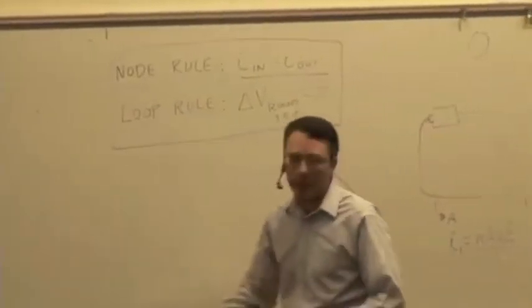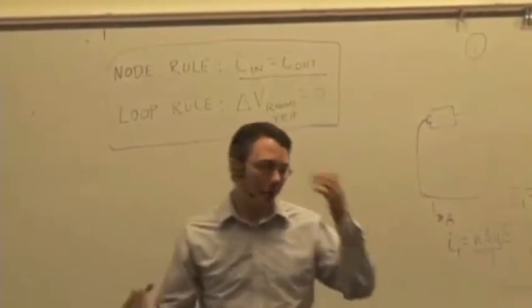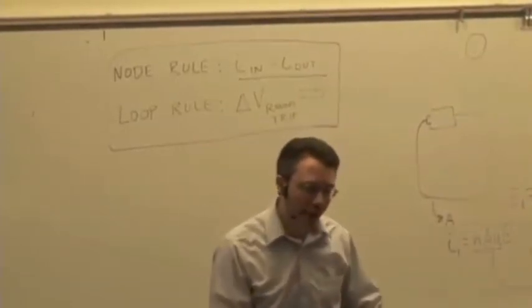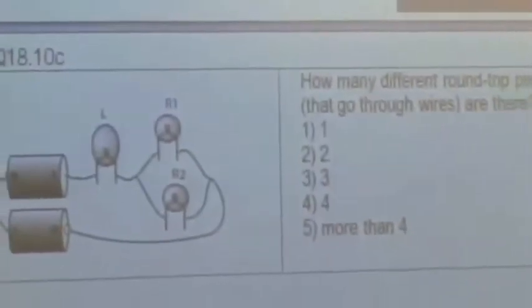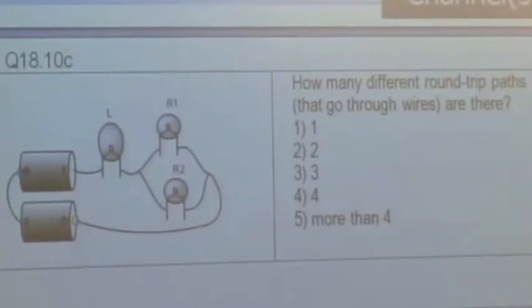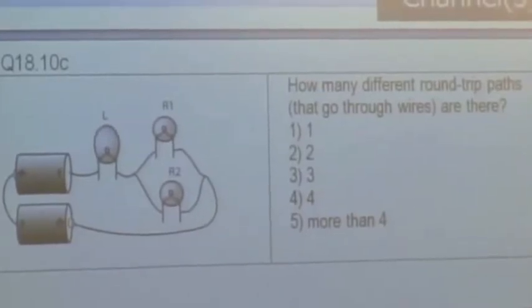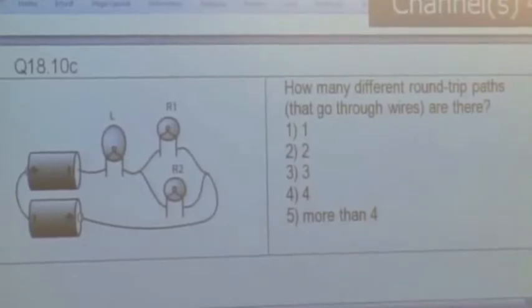I can do that if I write out the loop rule and node rule equations, but how many equations am I going to need? We'll start with the loop rule. How many different round-trip paths are there in this circuit? How many paths can I possibly trace out that make a complete loop that go through the wires of the circuit?